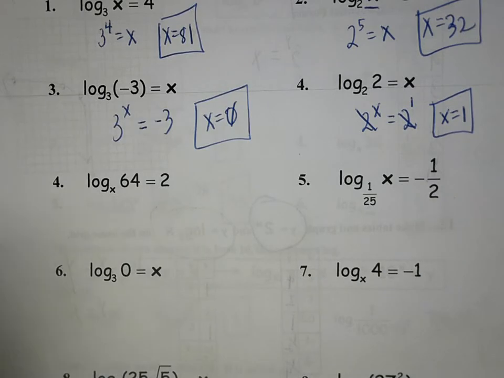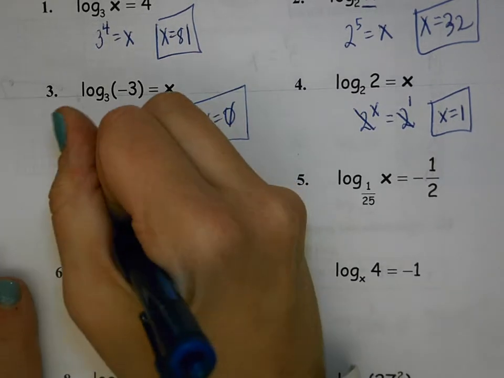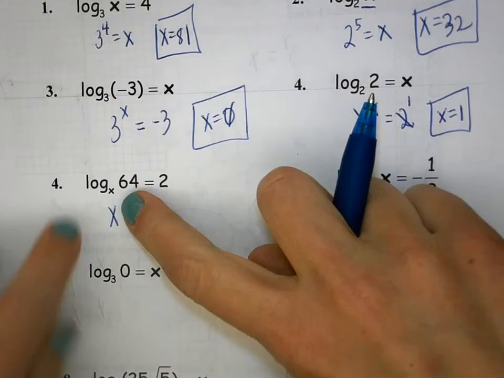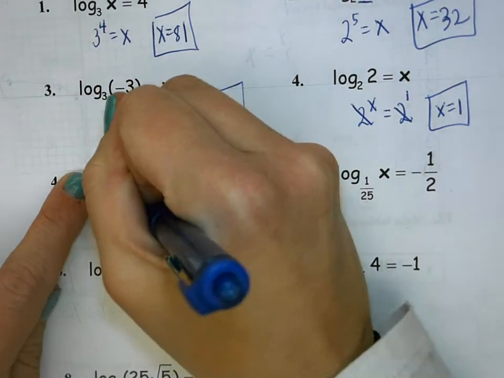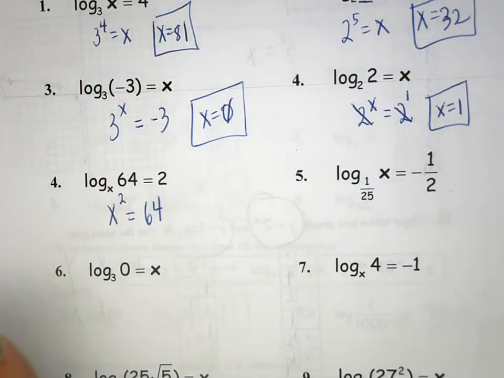Okay, again, example 4. I'm going to pull a popsicle stick. I want you to tell me how this changes to exponential form. Austin Warren. X equals x to the second power. Good. Equals 64. Perfect. X to the second power equals 64.